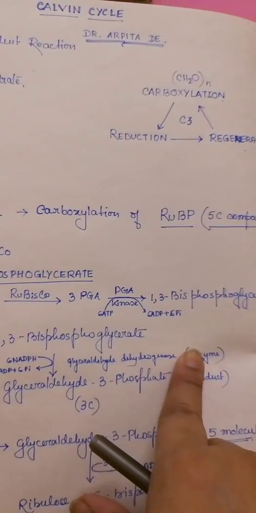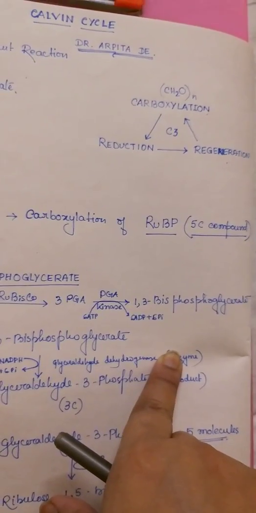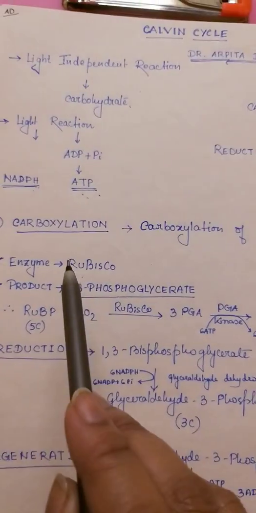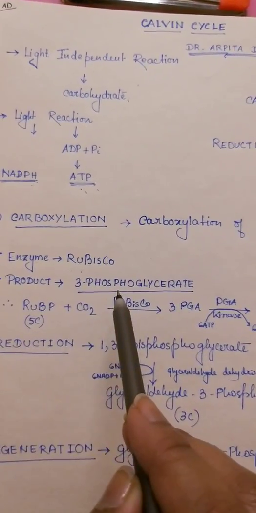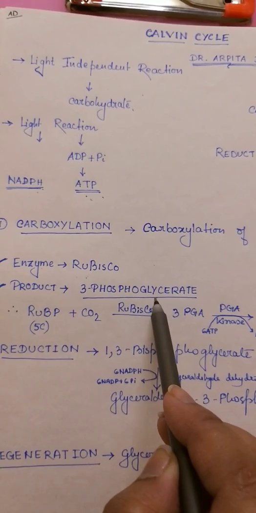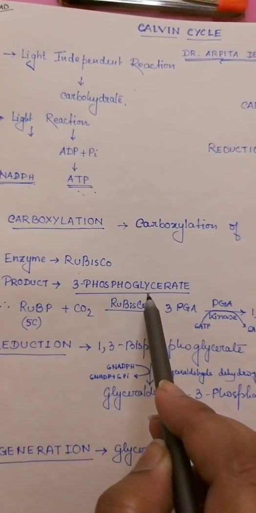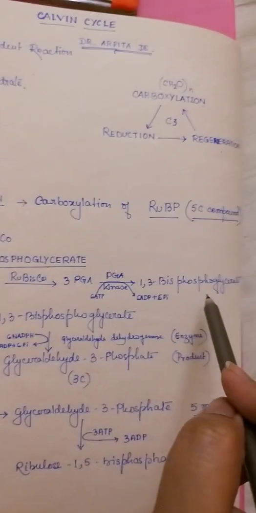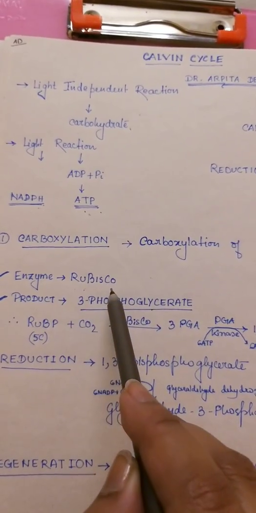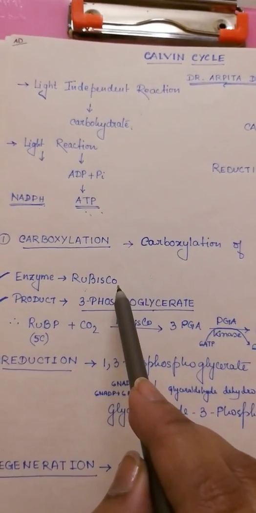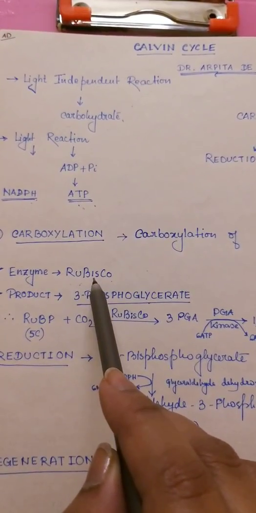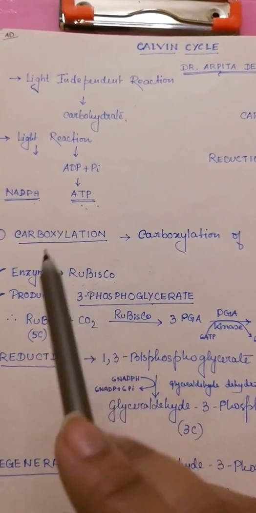In carboxylation phase, RuBP is a 5-carbon compound which acts as the acceptor of CO2 molecule. Here we see the enzyme is Rubisco and the product formed is 3-phosphoglycerate, which is the first stable product of Calvin cycle. This is a 3-carbon compound which then gets converted to 1,3-bisphosphoglycerate. Here, Rubisco is a very famous enzyme known to play a dual role. This can mediate reactions with carbon dioxide as well as oxygen. Here, we get to see its CO2 related role.